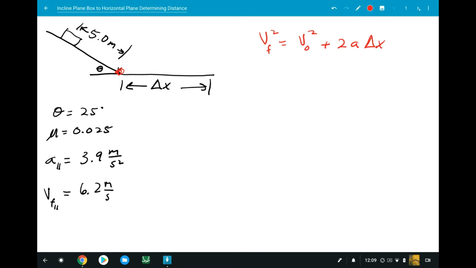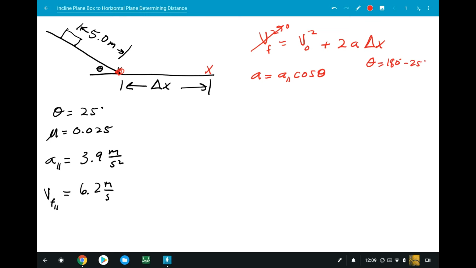Well, here's what's important. That box is going to stop at some point, delta x, so that means that final velocity in the horizontal direction is going to be equal to 0. Now, what is a and what is x? Well, a is going to be equal to the acceleration in the parallel direction times cosine theta. Now I'm going to use 25 degrees, but theta can also be equal to 180 minus 25 degrees, so that you can get the negative component, meaning it's a deceleration, and that will work.